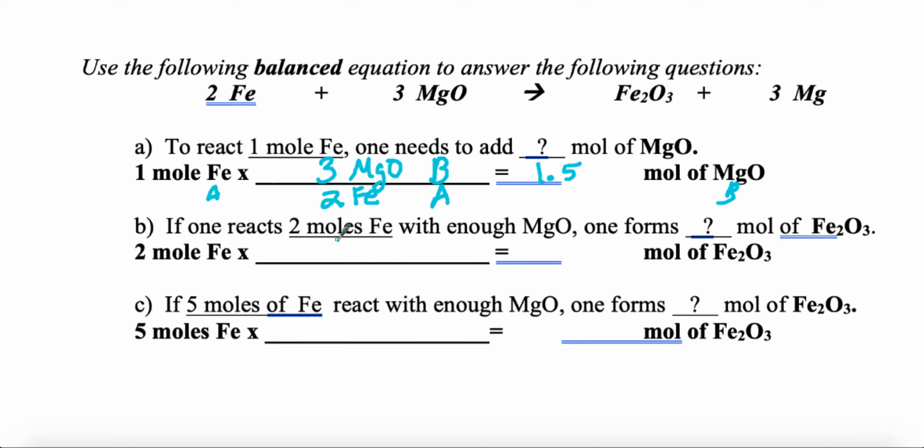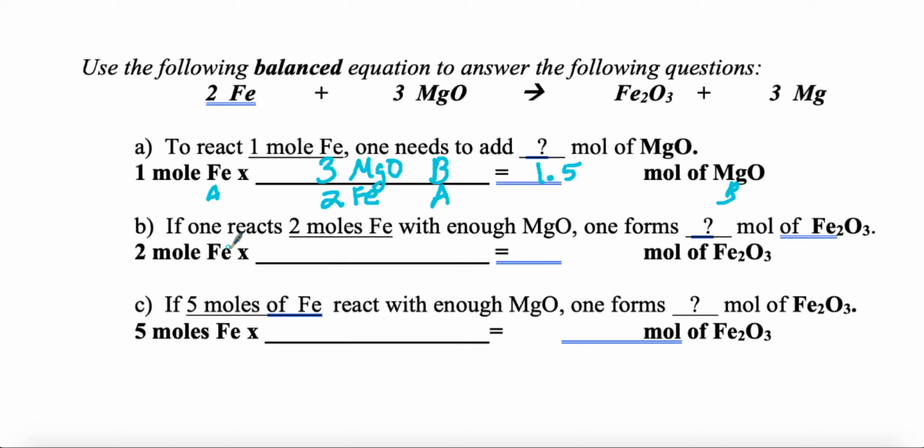So now let's take a look at a different scenario. If 2 moles of iron react with enough magnesium oxide, so this "enough" just tells me I don't have to worry about magnesium oxide, I want to know how many moles of iron 3 oxide I can make. Okay, so I've got 2 moles of iron. I have to figure out now how much of this product I'm making. So just like the first example we did, I had 4 eggs. I have to figure out how many brownies I can make from that.